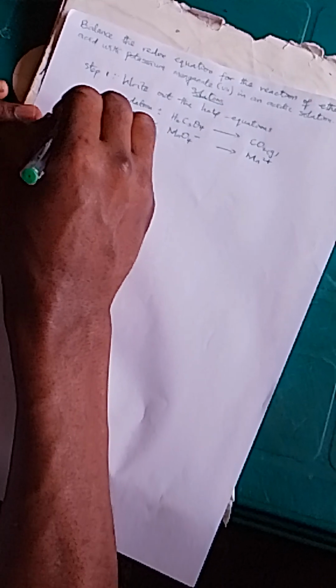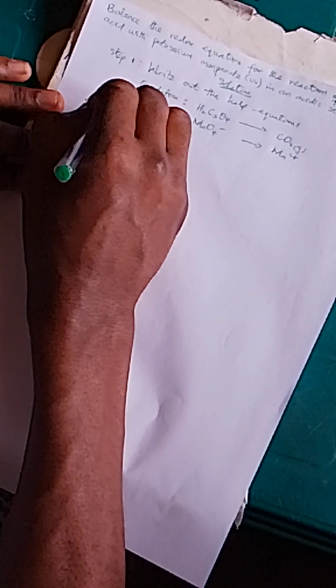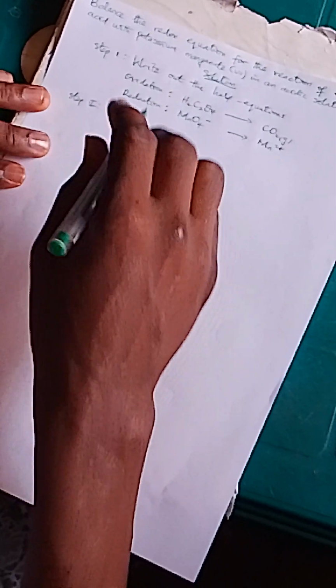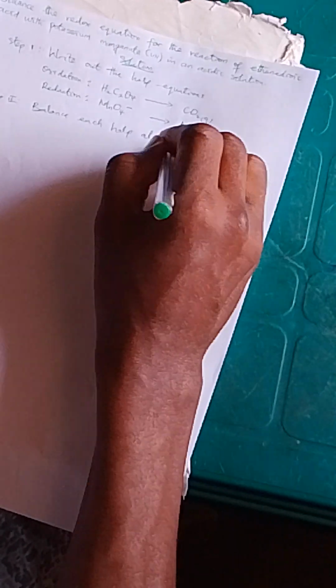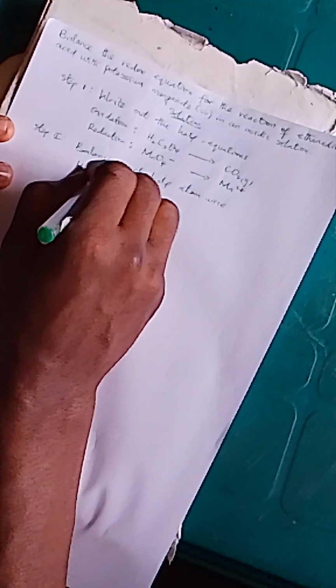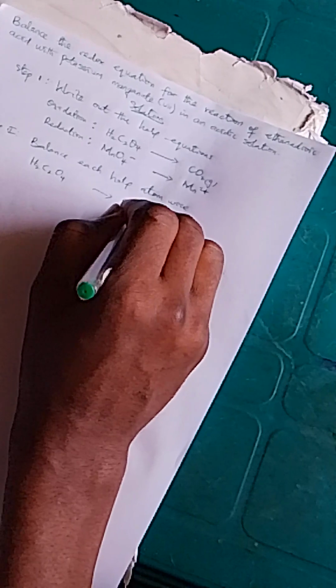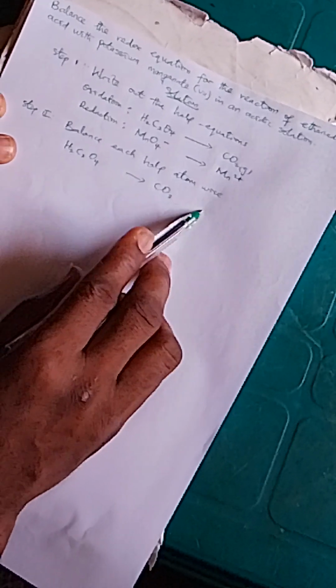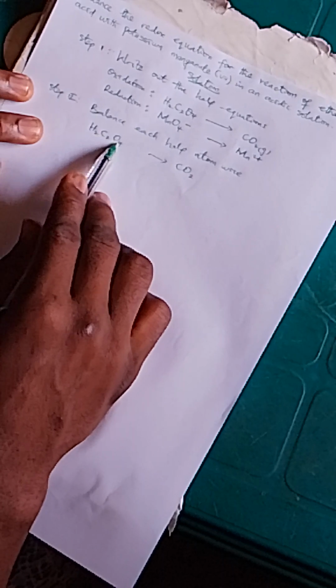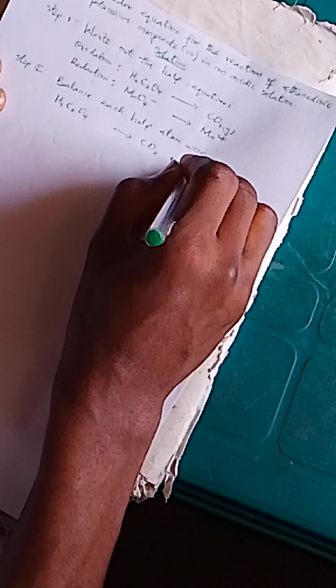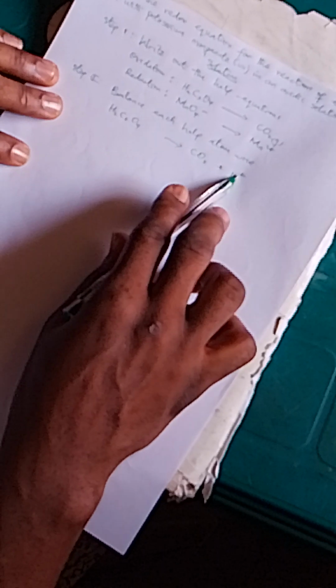So the second step is for you to balance each half atom wise. So let's go. We have the H2C2O4, and on this side we have the CO2. So look at it, we have hydrogen here and we don't have hydrogen here. We have carbon, there's carbon, we have oxygen, there's oxygen. So what they told us in acidic medium, the wise thing for me to do is to put my hydrogen ion. So putting hydrogen ion, all the atoms on the left side are now present on the right side.